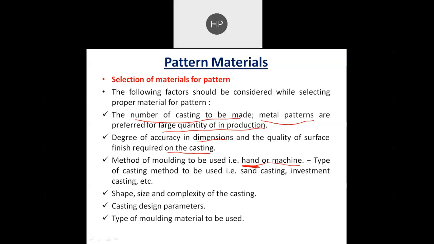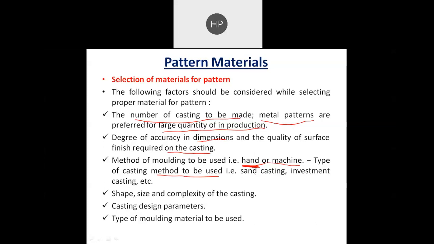In the same way, what type of casting method is to be used? As I told you earlier, there are 12 to 13 various kinds of casting processes available, and out of them, which one is adopted to produce a product. So based on the type of that method we can choose a pattern.